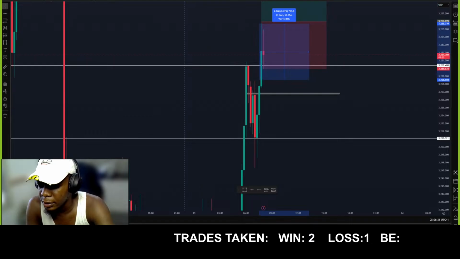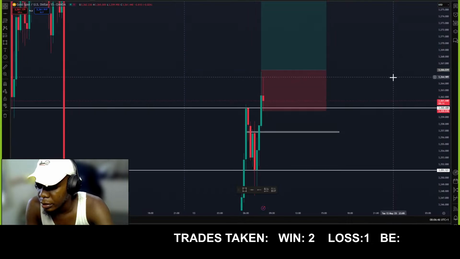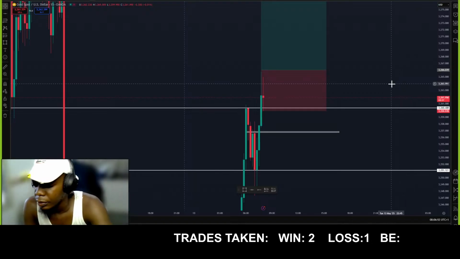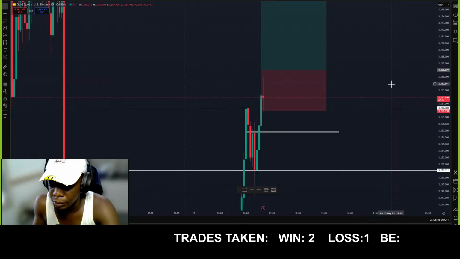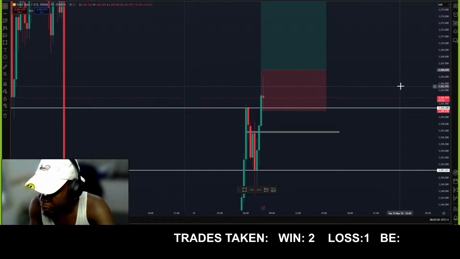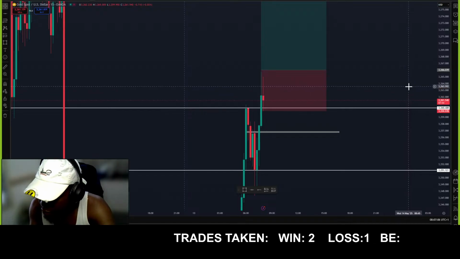That's it, guys. So let's see exactly how everything plays out. Let's see, it's already starting to reject. So let's see if we get that flip. Let's see if we get that flip, guys, so we can place a trade.